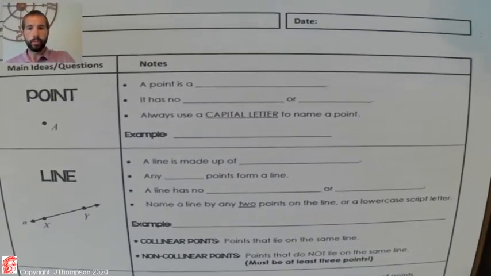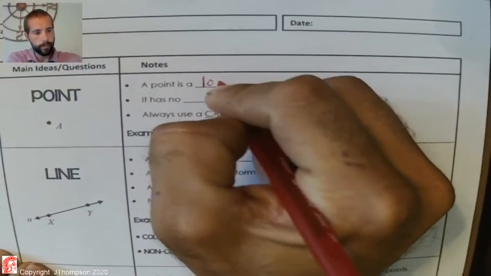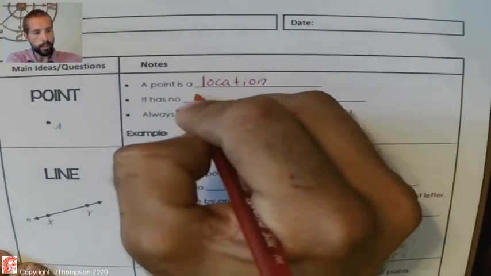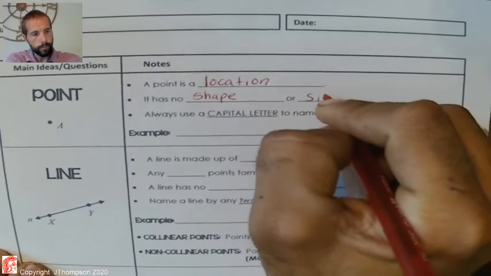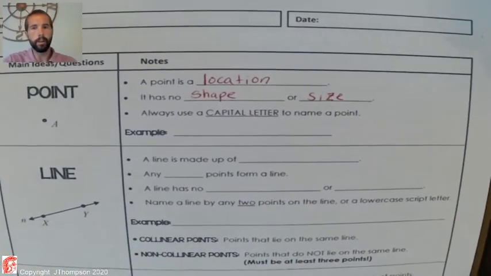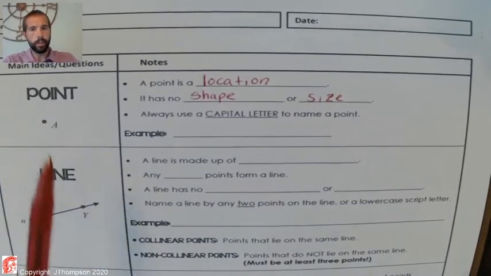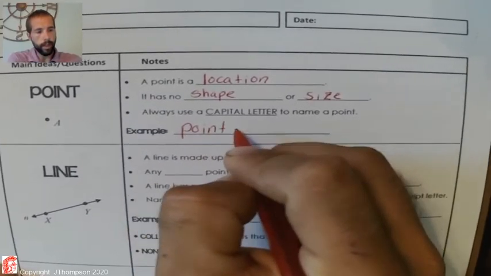Okay, so the first thing is, what is a point? A point just really names a location. It has no shape or size. And when you name a point in geometry, you just name it by a capital letter. So when we see this point over here, it has the capital A next to it. So all we do is we call this point A.